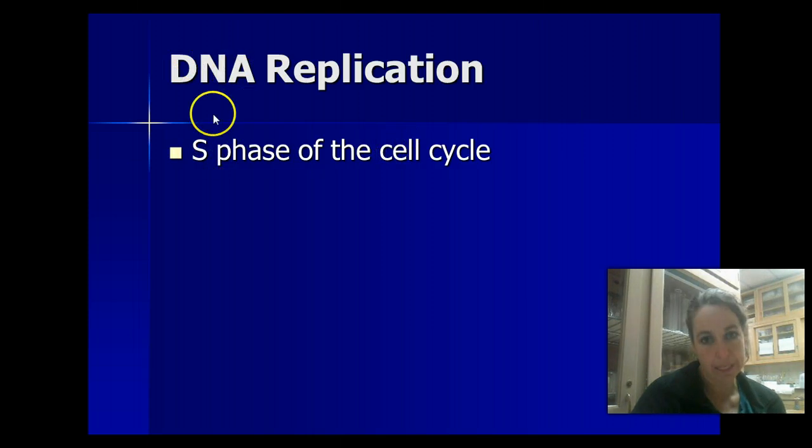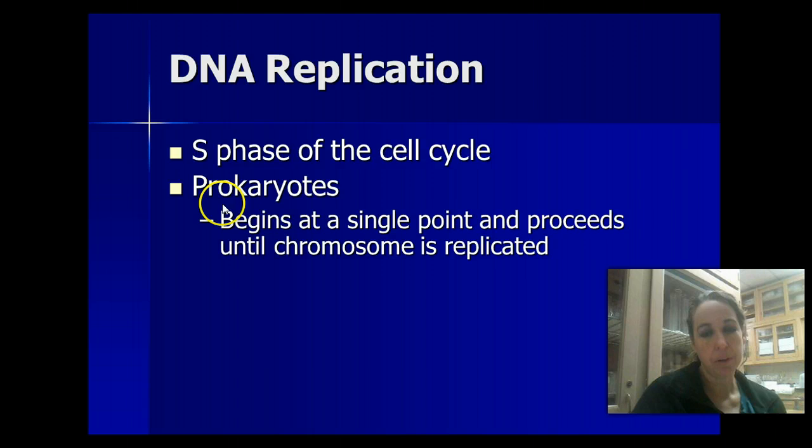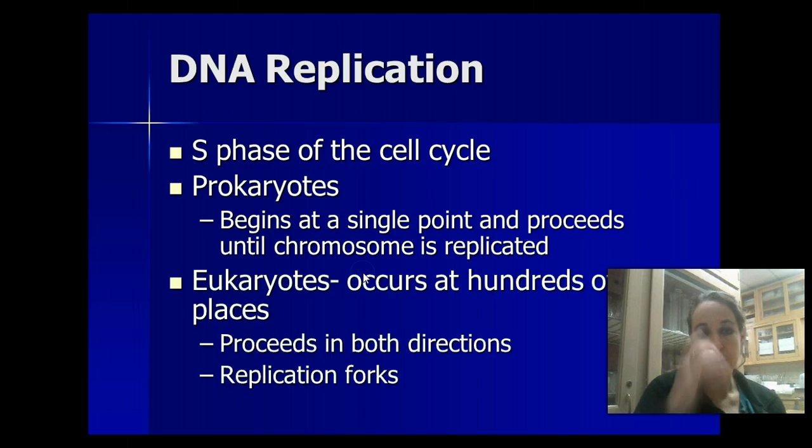But just for now, make sure you know it's in the S phase, which stands for synthesis, because we're making DNA. In prokaryotes, remember, our bacteria, it starts at a single point and proceeds until the chromosome is replicated. Remember we said one of the differences is that the DNA is much smaller, it's circular, so it can just start at one point and keep going and it's finished. Whereas eukaryotes, like our cells, it starts at many, many different places along the DNA chain, and it can go in both directions. And that's because the DNA is so much bigger, and in order to be able to get it done in a timely manner, we need to do it that way.